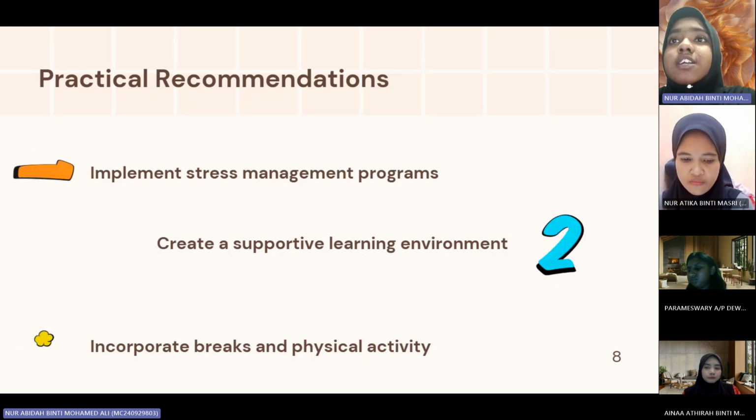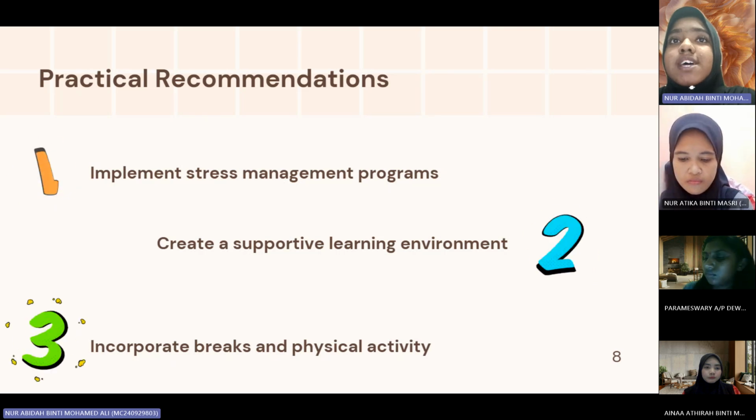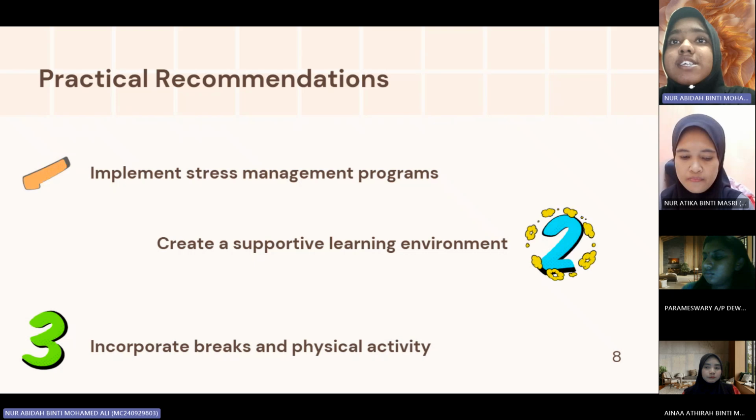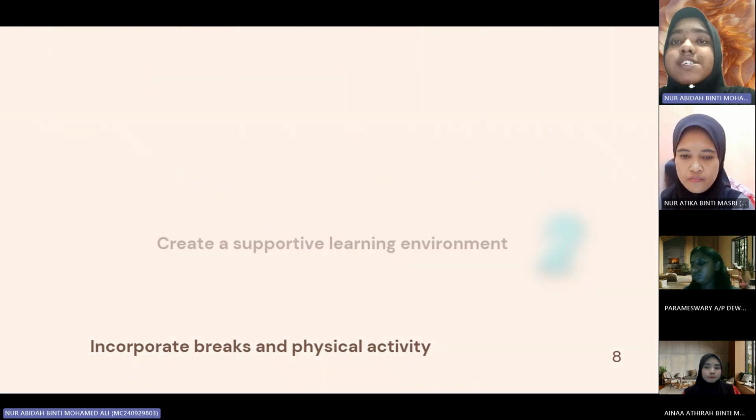There are three key recommendations. First, implement stress management programs. Second, create a supportive learning environment. Third, incorporate breaks and physical activity. Let's begin with the first recommendation.